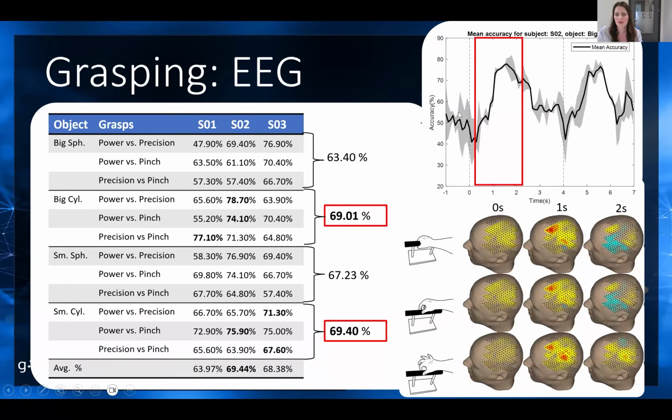If we look at the accuracy graphs over time, we see that the accuracies peak around 1 and 2 seconds, so when the ERDs are most visible. For this class particularly, it was around 75, 78%. All these accuracies mentioned here were the best accuracies within the trial. And if we then look at the topographies at the same time points, we can also see that we can nicely discriminate between those movements.